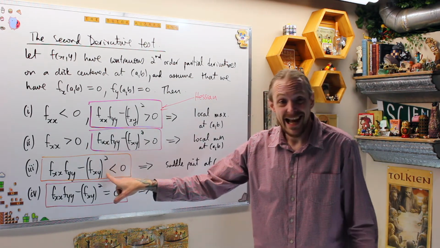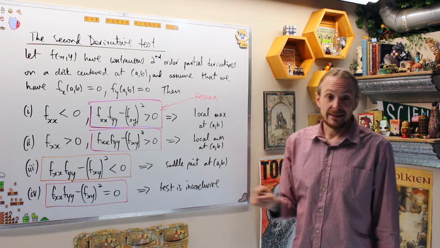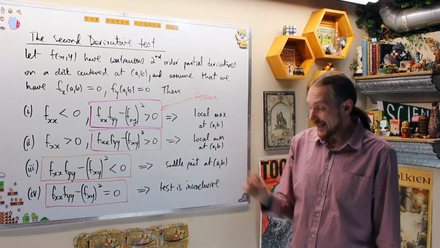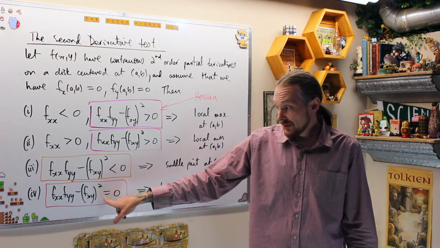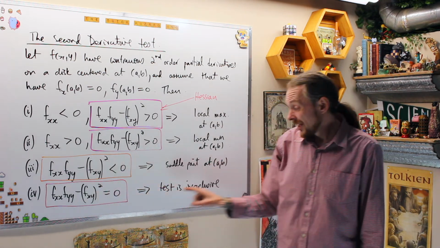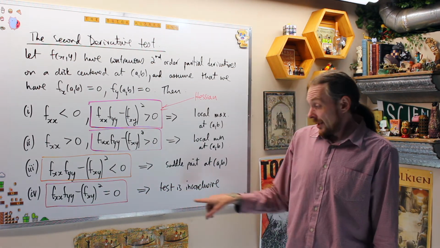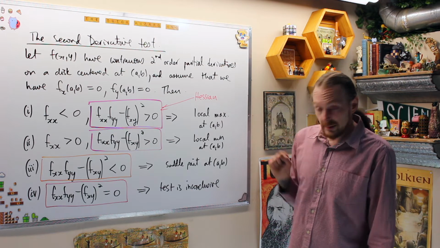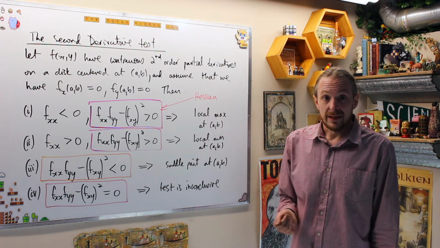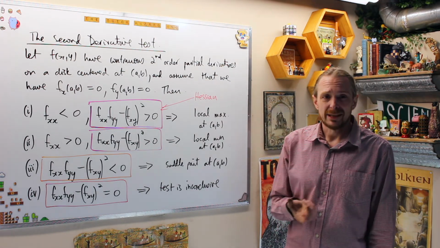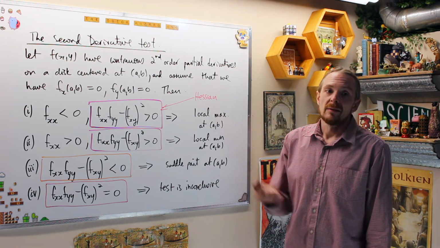If the Hessian is negative, we immediately get that we have a saddle point. And if for some unlikely reason you get that the Hessian is 0 at that point, you're going to have to use some other technique, because this is inconclusive. You can't use the second derivative test. You can go back to the first derivative test or something like that to try and assess.